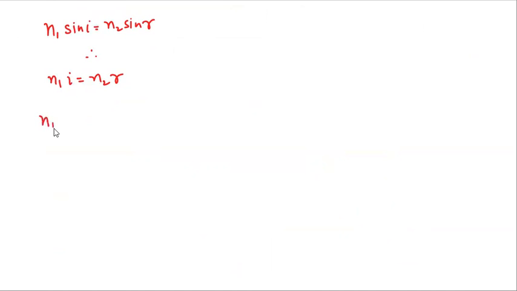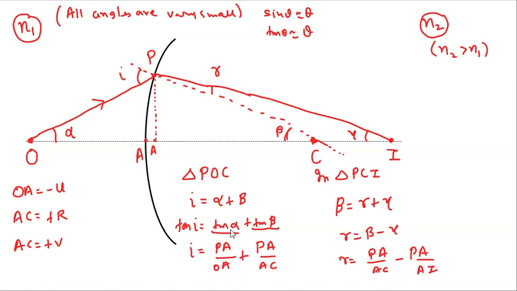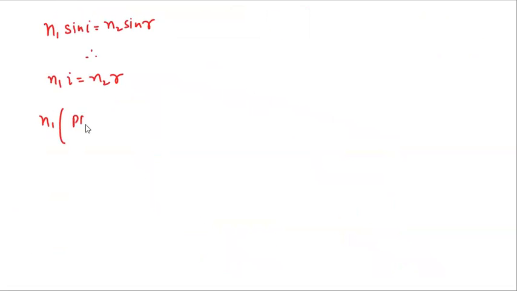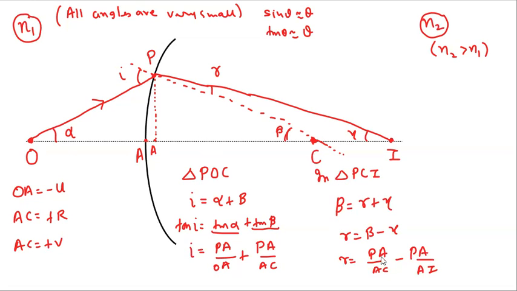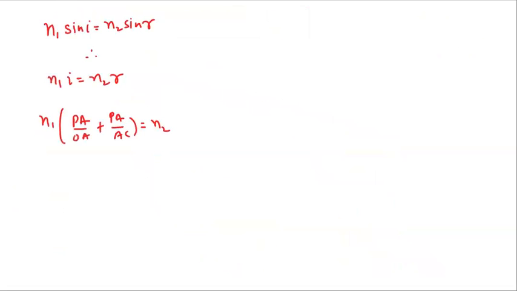And from our last equations, we know that I is equal to PA upon OA plus PA upon AC. So N1 times (PA upon OA plus PA upon AC) equals N2 times R. And what is the value of R? That is PA upon AC minus PA upon AI. So PA will all cancel out.